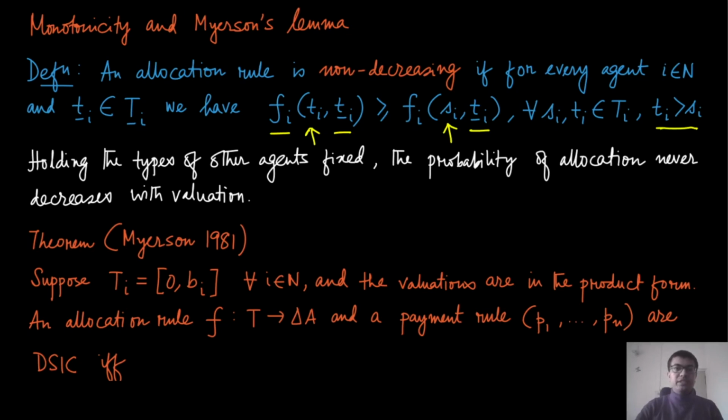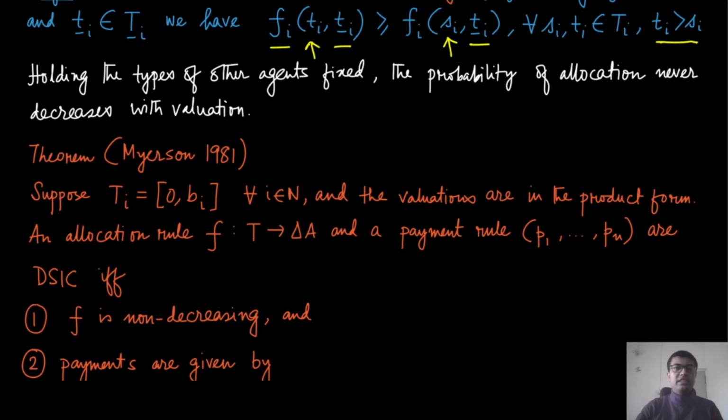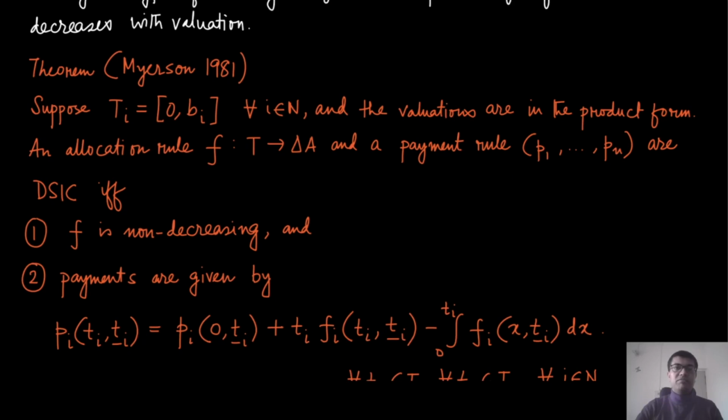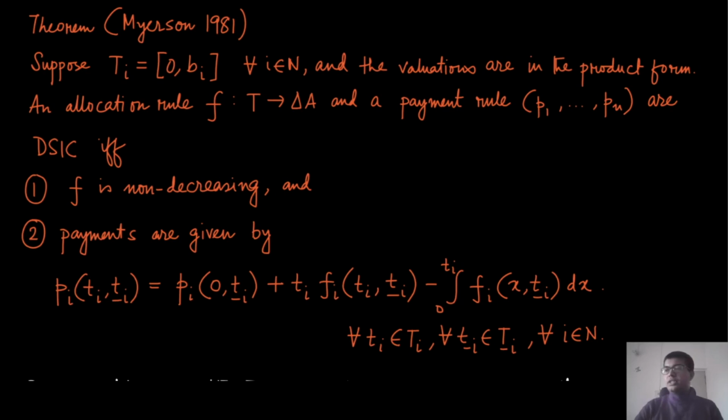Now equipped with this definition of non-decreasingness, we can state the result of Myerson. It says that suppose we have a type set for player i, which is the interval between 0 and b_i, and the valuations are always in the product form. That is something that we have assumed in the very beginning. Then the allocation rule, which maps this type profile into the set of allocations, and the payment rule are DSIC if and only if, so this is a necessary and sufficient condition, these two properties hold.